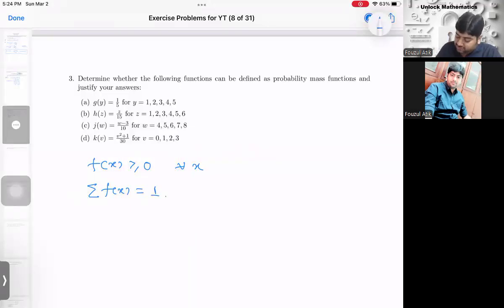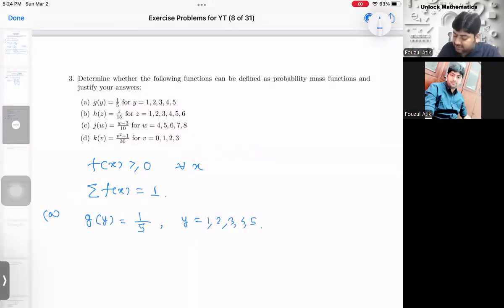Now look at the first one. Look at the first function given. g(y) equal to 1 by 5 for y equal to 1, 2, 3, 4, 5.